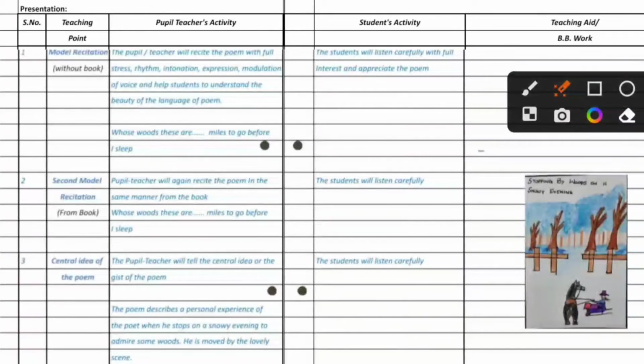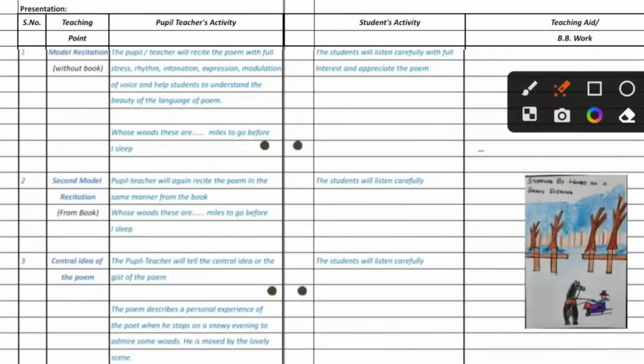The first heading on the left punch sheet will be serial number. The second heading will be teaching point. And the third heading will be pupil teacher's activity. The first heading on the right punch sheet will be students' activity and the second heading will be teaching aid / blackboard work.